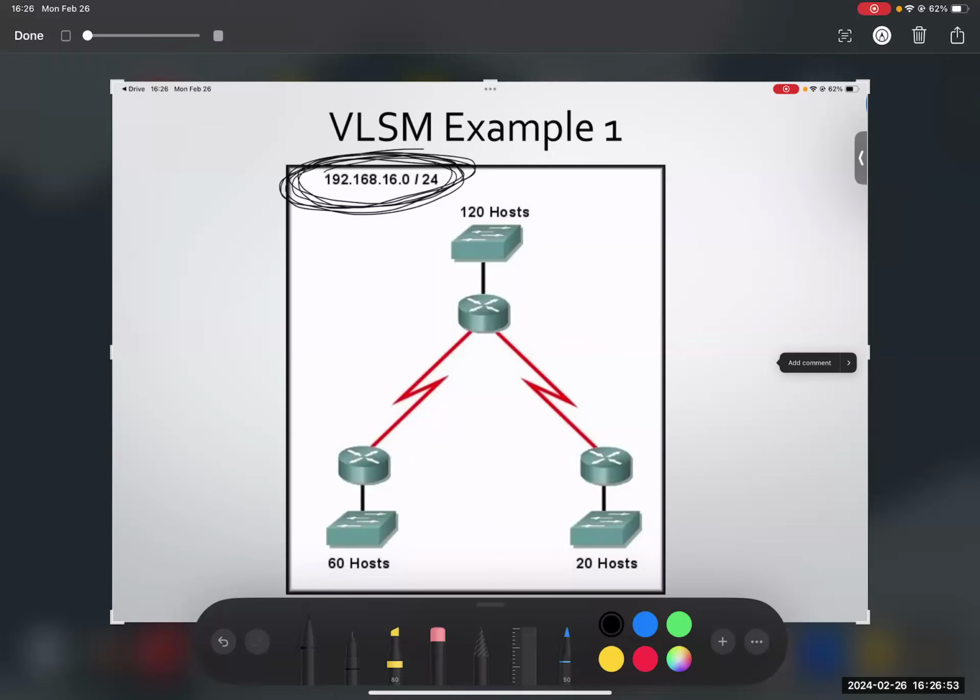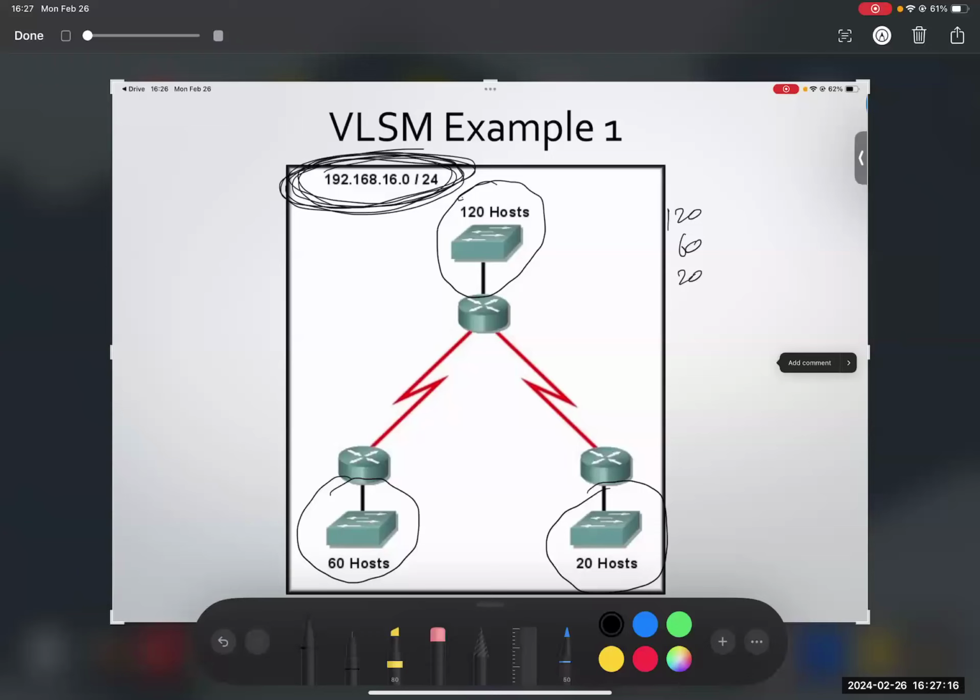So every router that has a switch connected to it is a LAN. So this one is a LAN, this one is a LAN, and this one is a LAN. And these LANs, I have to put them into order of largest to smallest. So the largest one is 120, then it's 60, then it's 20. I have 3 hosts found already.